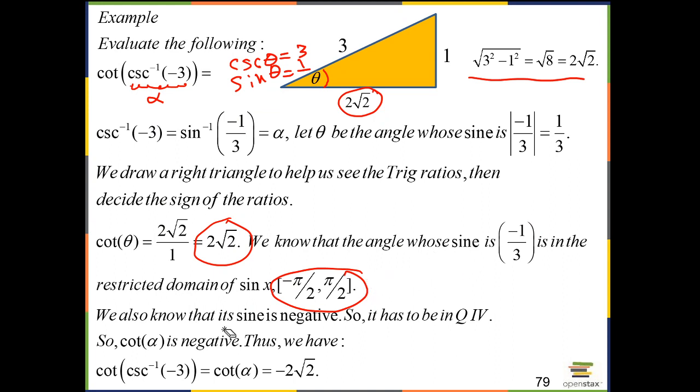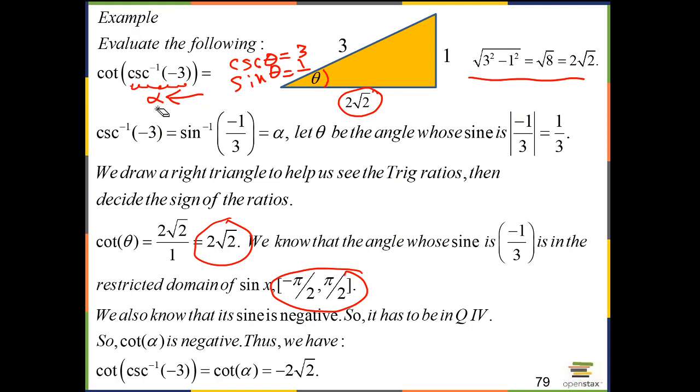Okay, we also know that its sine is negative. How do we know that? Because we say cosecant is negative 3 for alpha. We're not talking about theta anymore. We are done with theta. Theta gave us this rectangle with all the sides, so we don't worry about theta anymore. We worry about alpha because we want to figure out the sine of it.